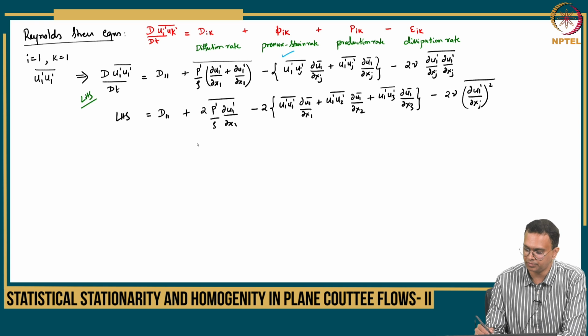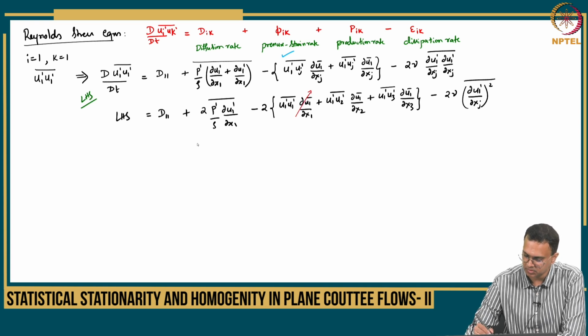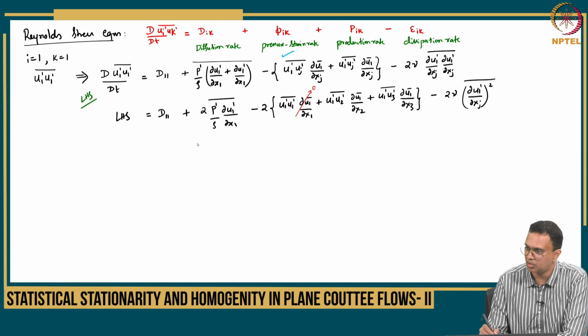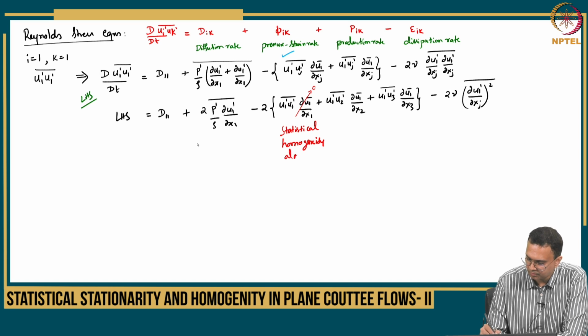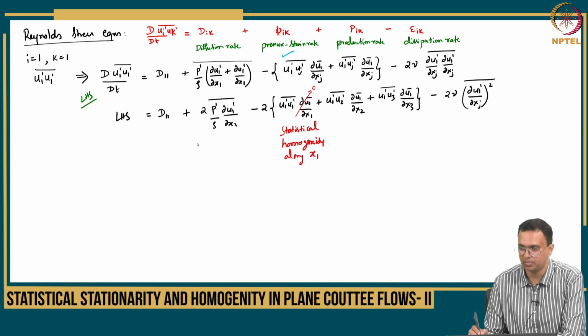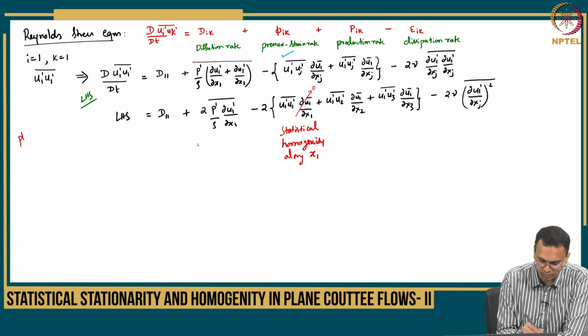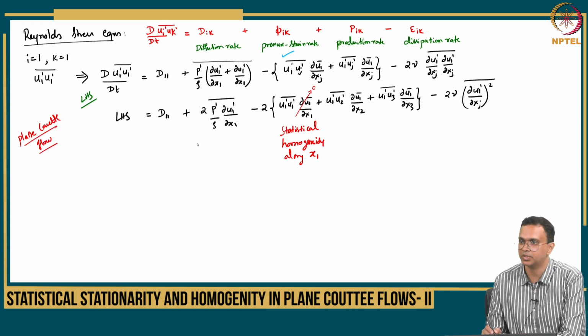But what about this particular term here? Dou by dou x1 of any statistical quantity, right? So this is 0, statistical homogeneity along x1 for the plane Couette flow. Okay, so we are obviously looking into only plane Couette flow, as I already said. Plane Couette flow is what we are discussing, applying the equation for that particular flow.